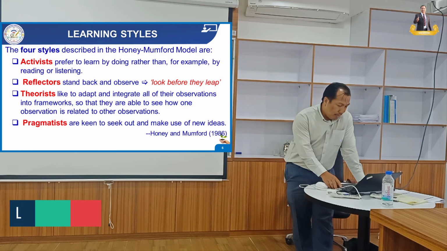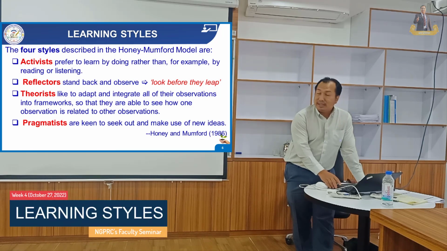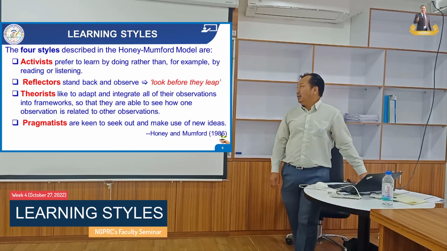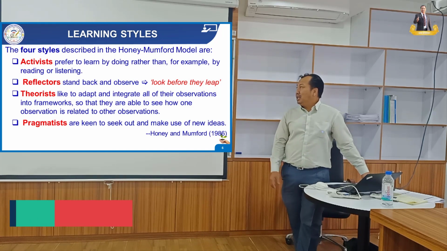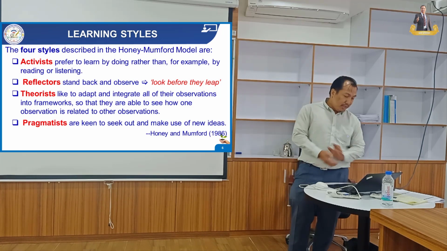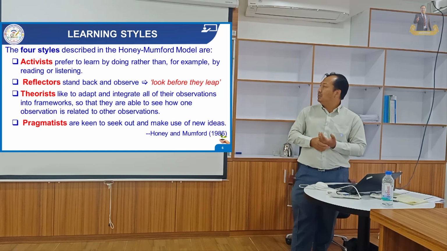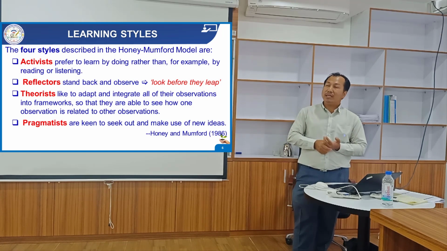Come up to this part about Honey and Mumford, 1986, who defined the learning model, or learning style. There are 4 different learning styles: activists, reflectors, theorists, and pragmatists. As you can see here, activists prefer to learn by doing, rather than reading or writing and so on.